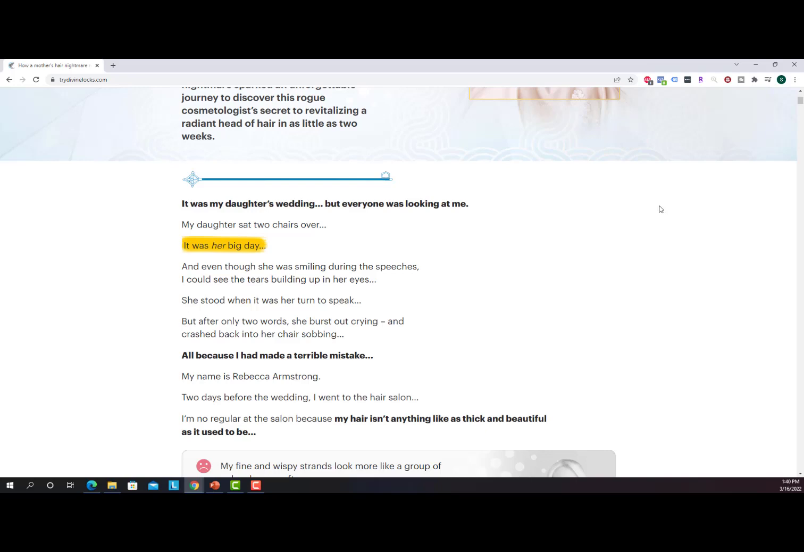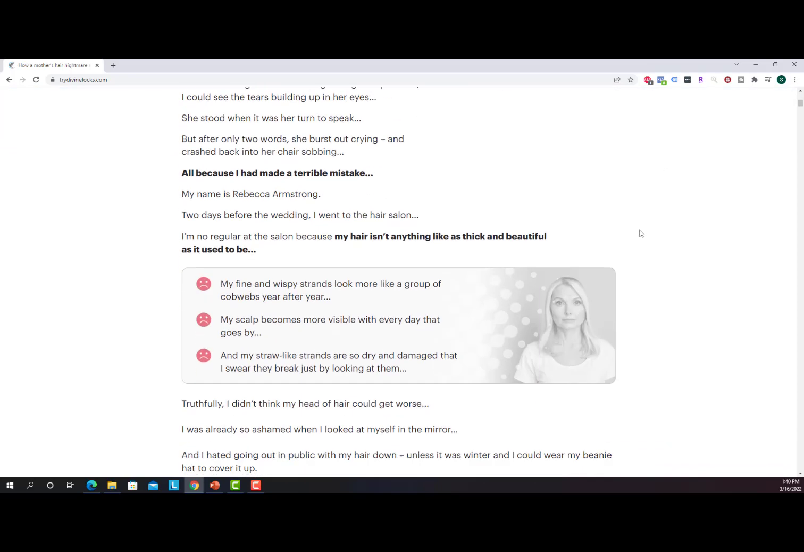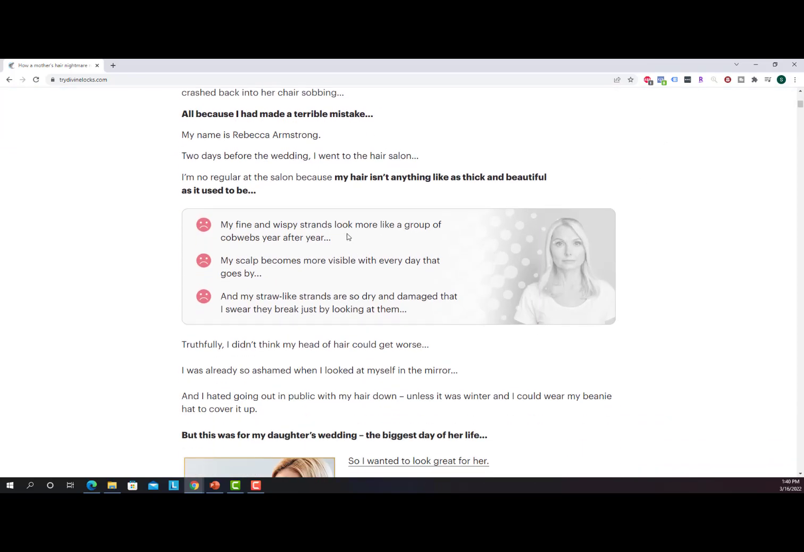Really intriguing, really building up curiosity. What's going on here? She stood when it was her turn to speak, but after only 2 words, she burst out crying and crashed back into her chair sobbing, hooking the reader with this next line. All because I had made a terrible mistake. My name is Rebecca Armstrong. 2 days before the wedding, I went to the hair salon. I'm no regular at the salon because my hair isn't anything like as thick and beautiful as it used to be. So again, agitating the pain points here, agitating the emotions.